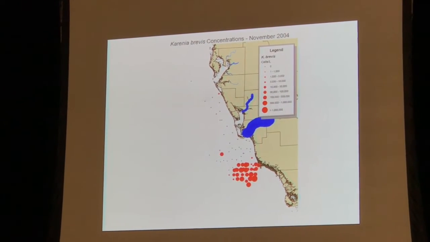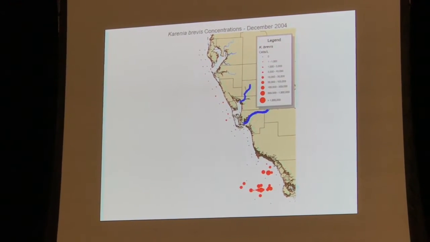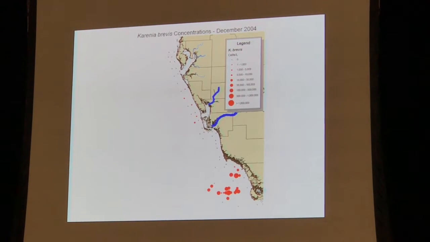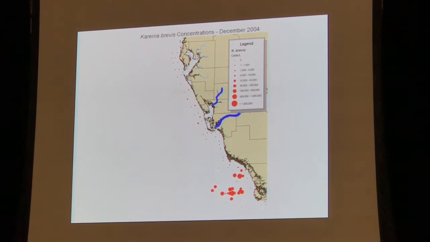And now it's way down here. And then even further down. What's going on? Well, the red tide is a marine species. It doesn't like fresh water.